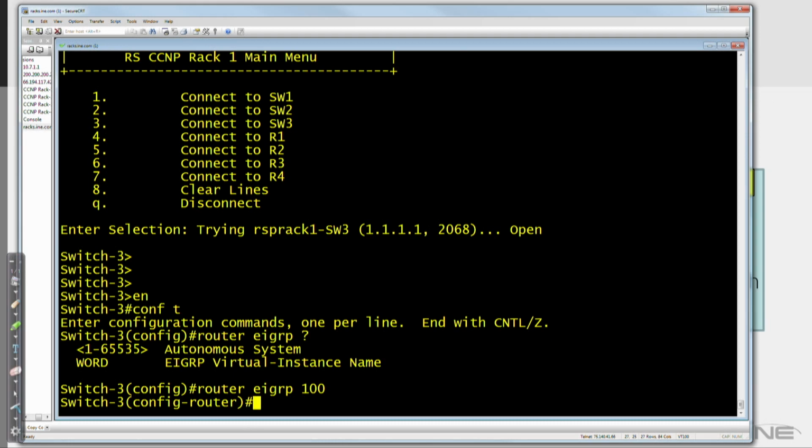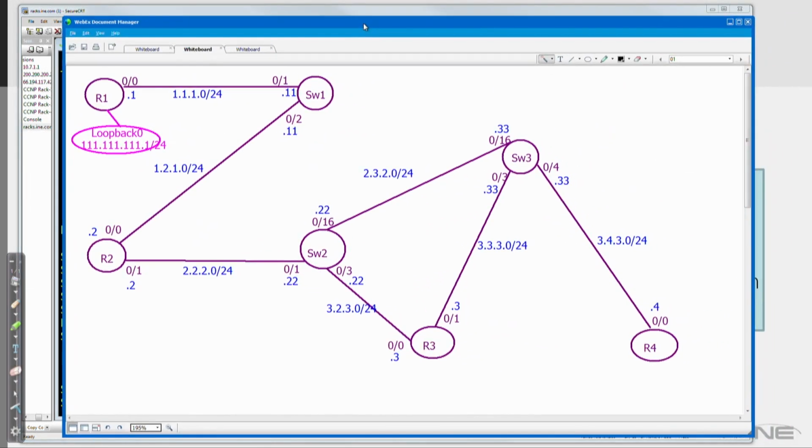Now, just like RIP, I have to use the network statement. So I take a look at my topology diagram and I say, well, I want switch 3 to activate it on the 2.3.2 network. That'll have him start speaking this. And I want him to activate it on the 3.3.3 network. That'll have him start speaking on here.